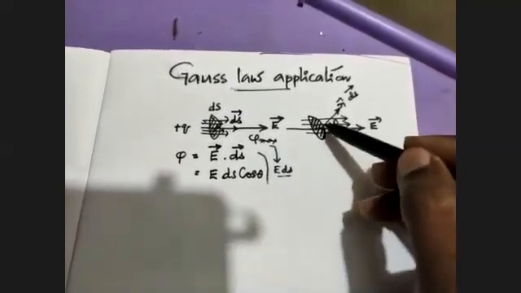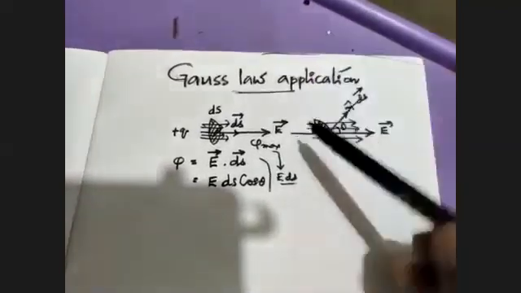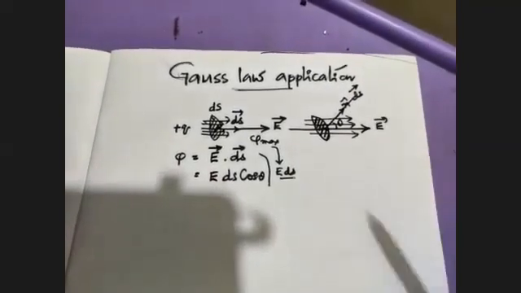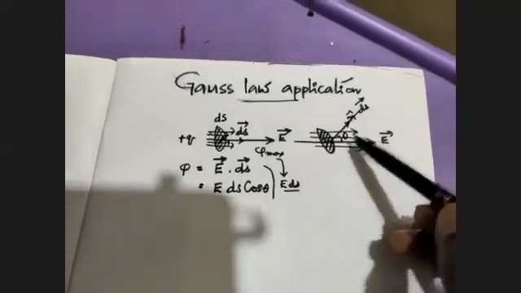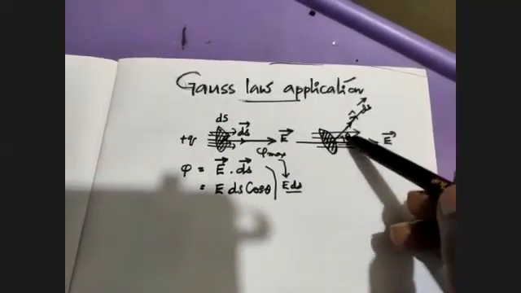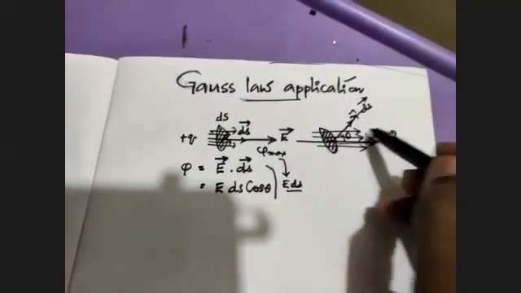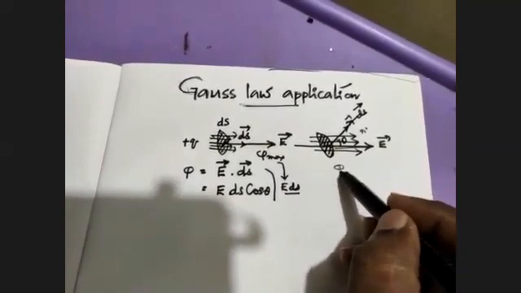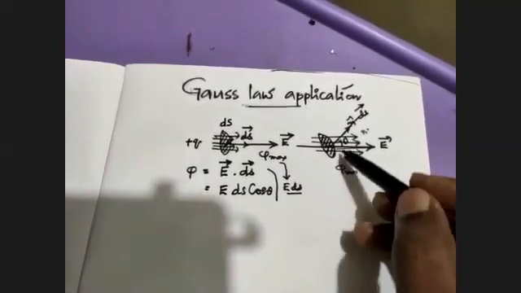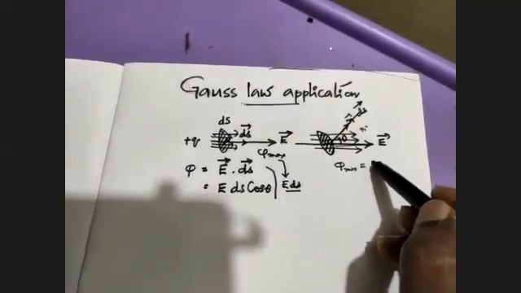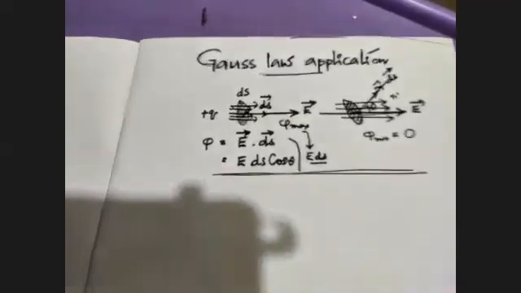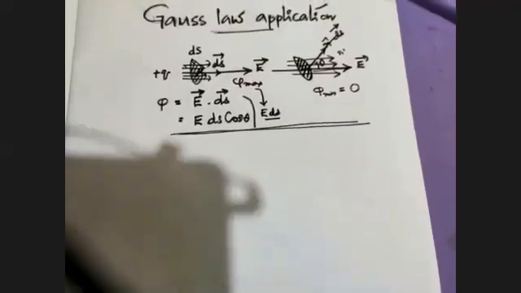But here, see, the ds is in this direction, the surface is oriented in this direction, and the electric field is going in this direction. Our formula is E ds cos theta. The angle between E bar and ds bar is some theta. If it is 90 degrees, then phi is minimum. Why? Because cos 90 is equal to 0. That minimum value is equal to 0. This is how we have to apply the concepts while calculating the flux.